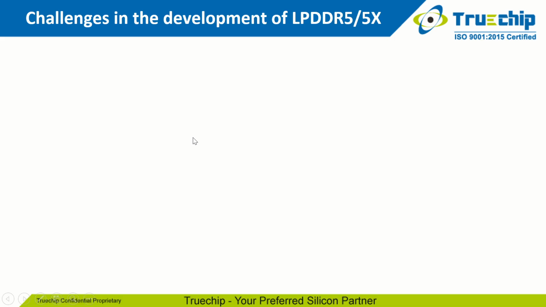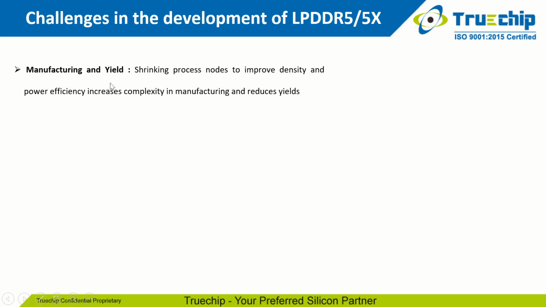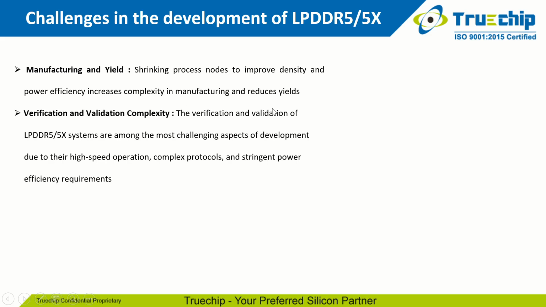Further about challenges in the development of LPDDR5 RAMs. Manufacturing and yield. Shrinking process nodes to improve density and power efficiency increases complexity in manufacturing and reduces yields. Verification and validation complexity. The verification and validation of LPDDR5 systems are among the most challenging aspects of development due to their high speed operation, complex protocols, and stringent power efficiency requirements.